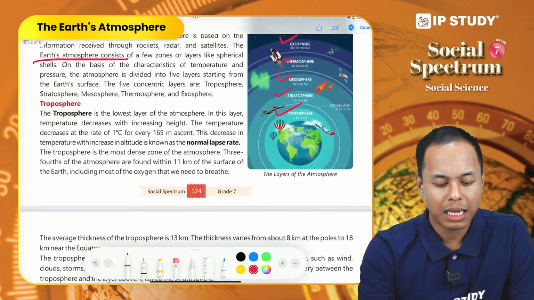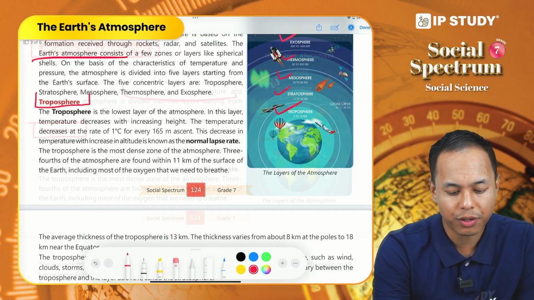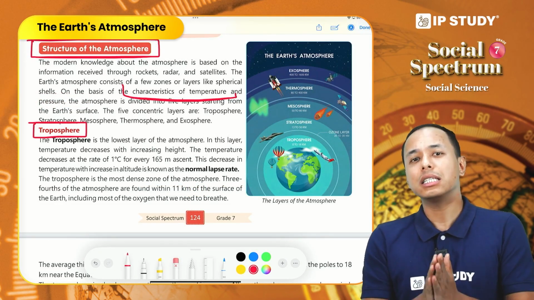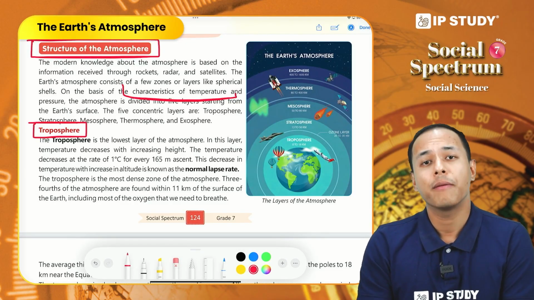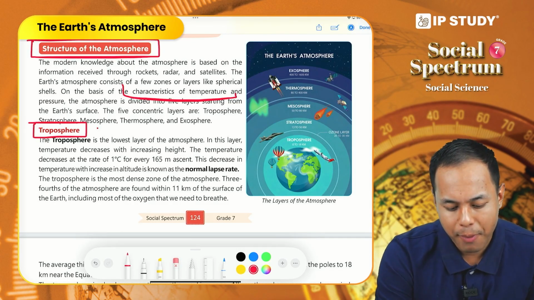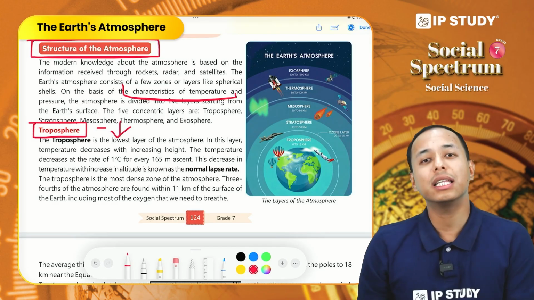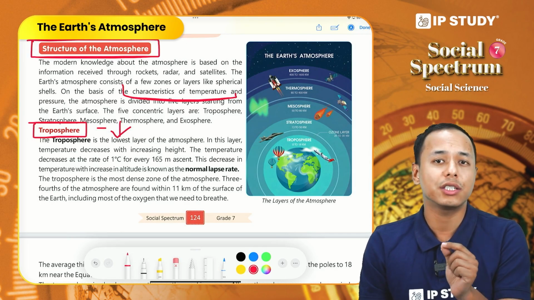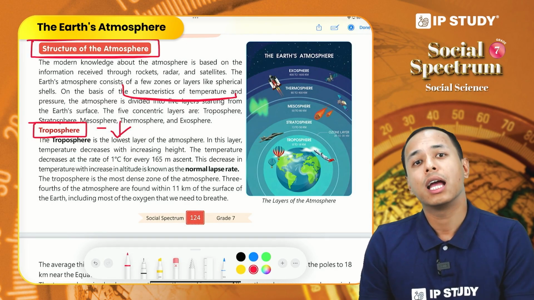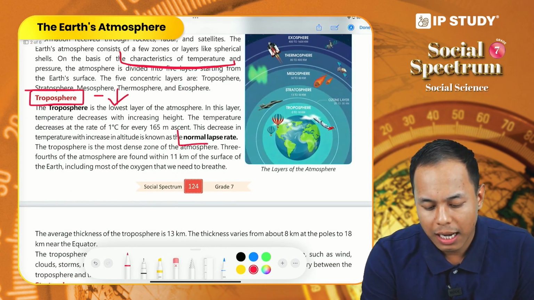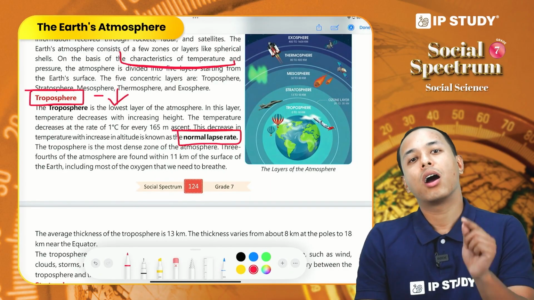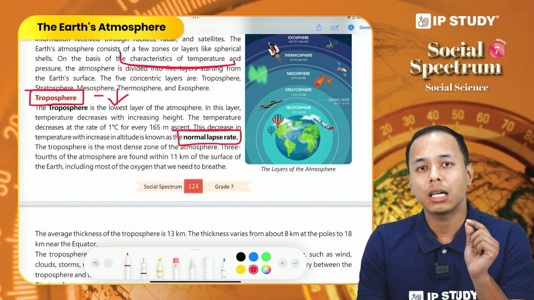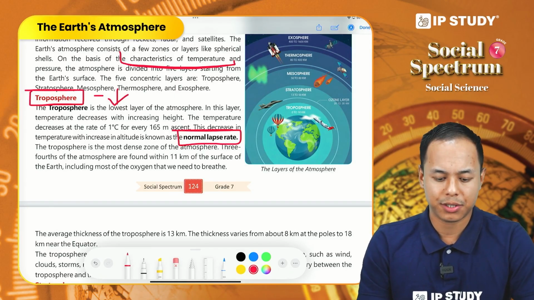So now let us discuss the troposphere. The troposphere is the lowermost layer of the earth's atmosphere, and it is this layer in which we all live. In this layer I'll mark a minus and this arrow to show that there is a decrease in temperature by 1 degree Celsius for every 165 meter increase in elevation, and this is known as the normal lapse rate. So that means for every 165 meter increase in altitude, there is a decrease of 1 degree Celsius in temperature.